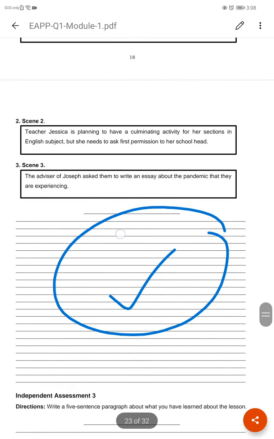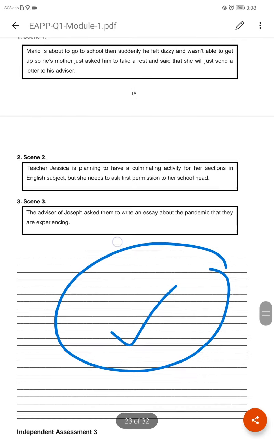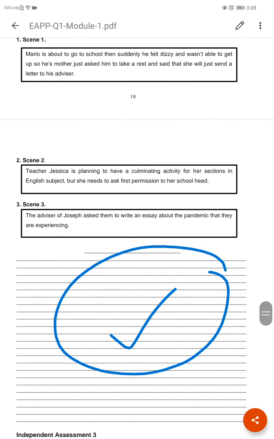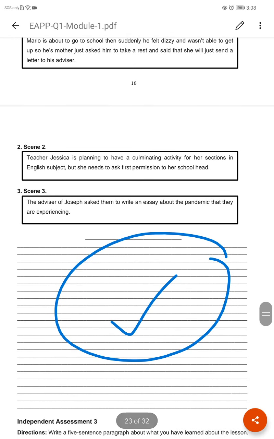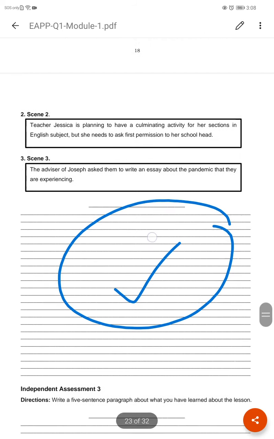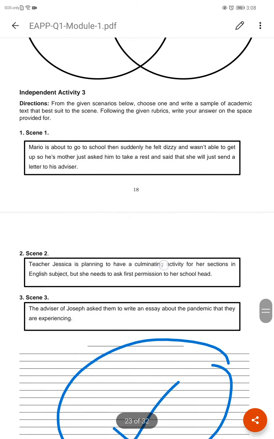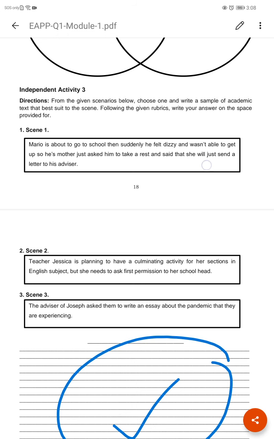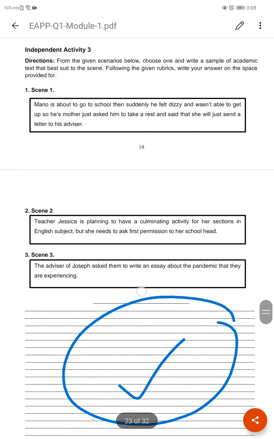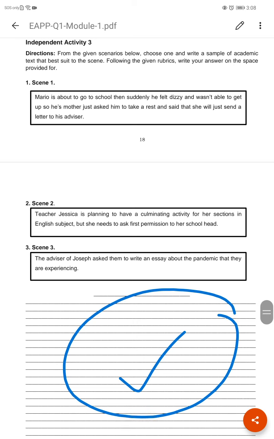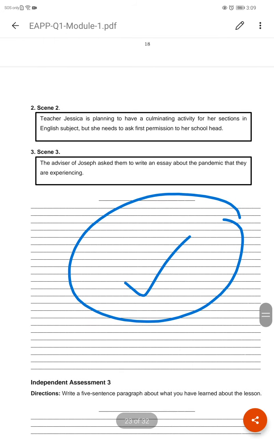And then scene 3, the advisor of Joseph asked them to write an essay about the pandemic that they are experiencing. So in here, maybe you can write an essay or an expository essay about the COVID-19 that Joseph and his classmates are experiencing. So again, for independent assessment 3, you will just choose one of these 3 scenes and then write what you think is the best academic text for one of these scenes. Again, write the whole academic text.